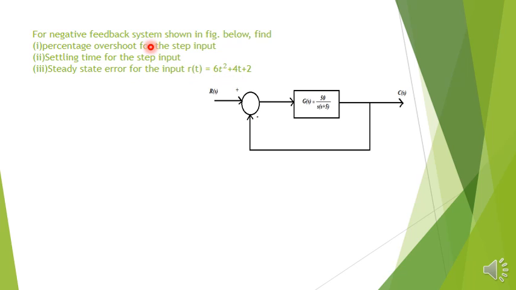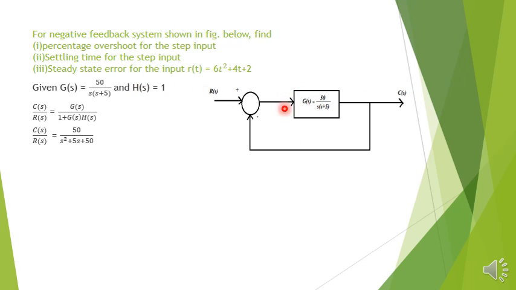Now to find out the percentage overshoot and settling time, we need zeta and omega n values, because these depend on zeta and omega n. So the first important thing is we need to find zeta and omega n for this given transfer function. To find the zeta and omega n of this system, we need to find the overall transfer function.